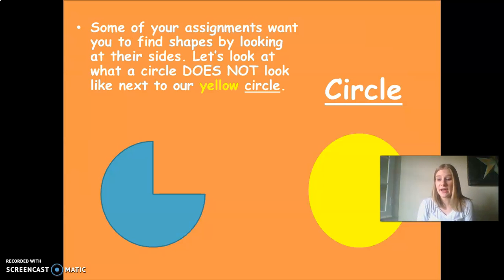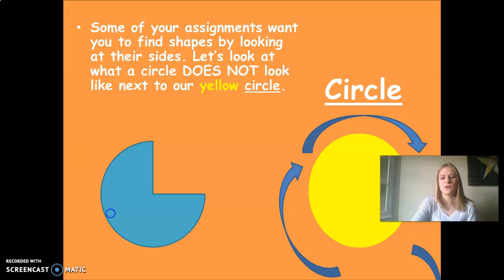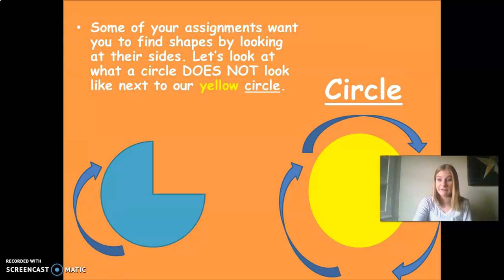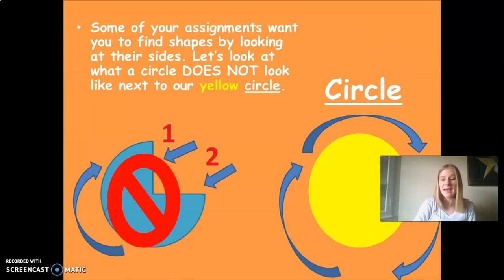So just like the triangle before, we're going to look at our yellow circle and we're going to look at this blue shape next to it to see, is this a circle or is it tricking us? So I know that my circle has one curve that goes all the way around. And I'm looking at this blue shape and I see it does have a curve, but that's funny. It has 1, 2 sides to it. And we just said a circle has no sides. So this shape cannot be a circle. So don't be fooled, scholars.